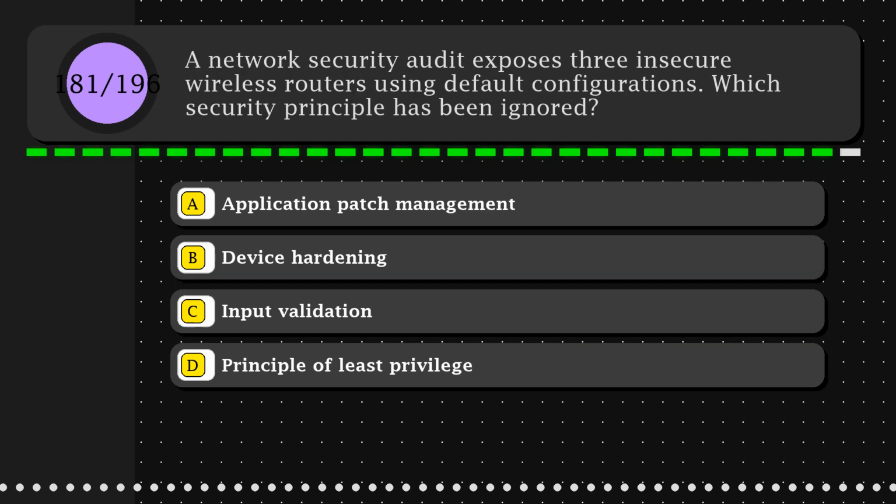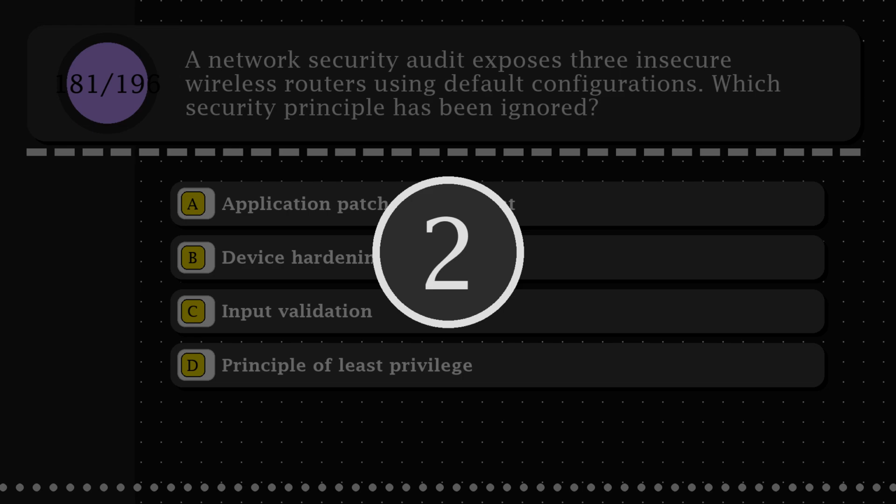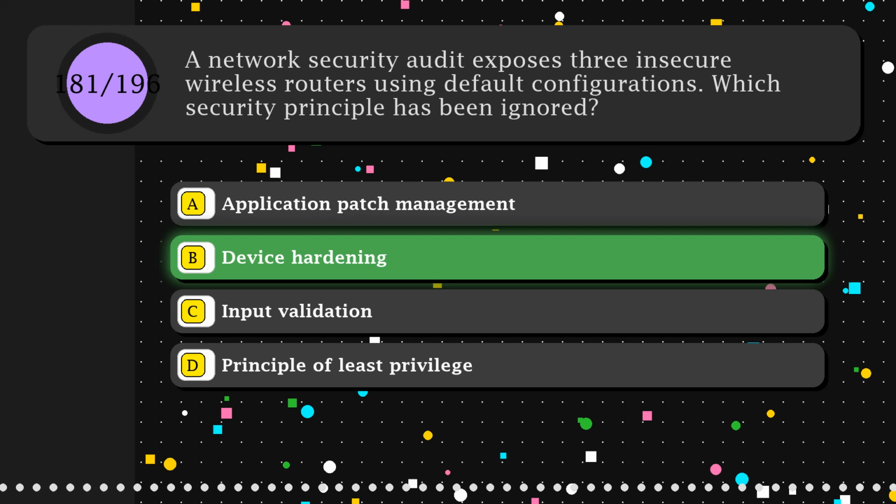Question 181. A network security audit exposes 3 insecure wireless routers using default configurations. Which security principle has been ignored? Option A, application patch management. Option B, device hardening. Option C, input validation. Option D, principle of least privilege. The correct answer is option B, device hardening.